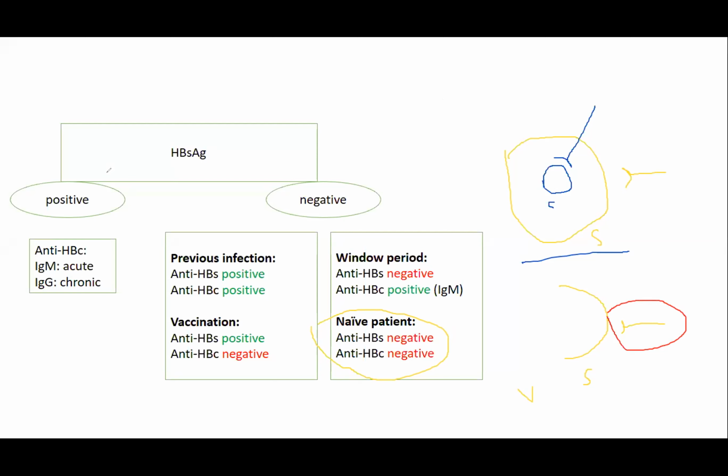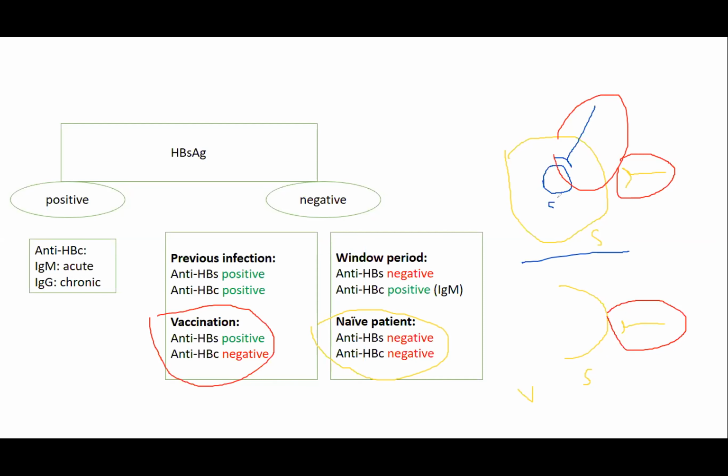Vaccinated. Excellent. He doesn't develop anything against the core because we only gave him the surface, part of the surface. All right, let's take another scenario. A patient has antibodies to both the surface and the core. What is this patient? Previous infection. Excellent, previous infection.